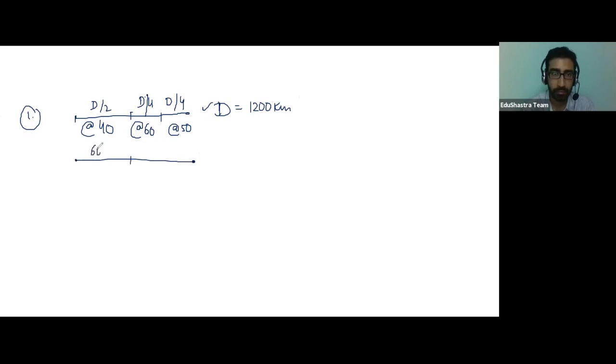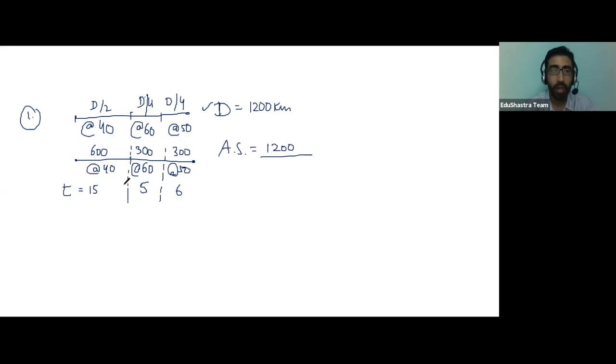Half the distance, which means 600 kilometers at 40 km per hour, which means time taken here is 15 hours. 600 by 40 is 15 hours. Then 1/4 of the distance, which means 300 kilometers at 60 km per hour, which means 5 hours. And again, 1/4 the distance, which means the remaining 300 at 50 km per hour, which means 6 hours. So total distance to calculate the average speed is of course 1200 kilometers. Total time is 15 plus 5 plus 6, 26 hours.